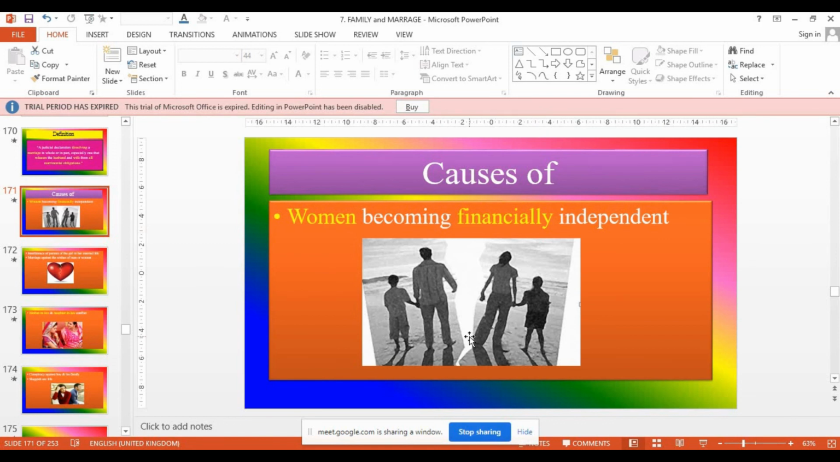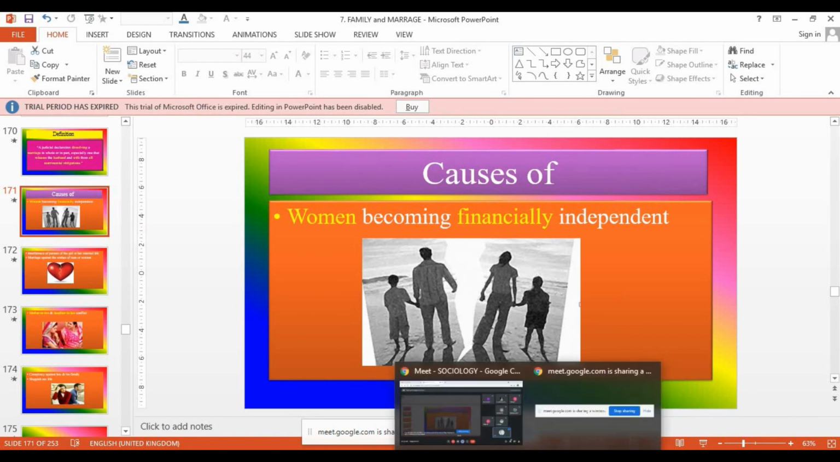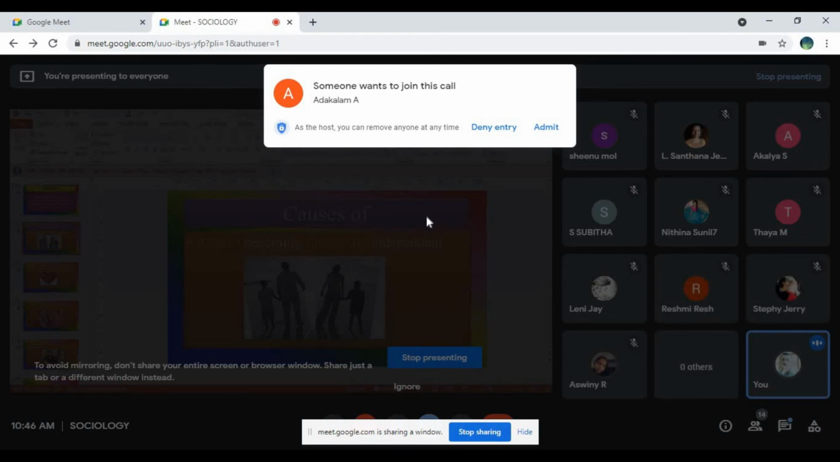Can you see this picture? Subida, can you see this picture?